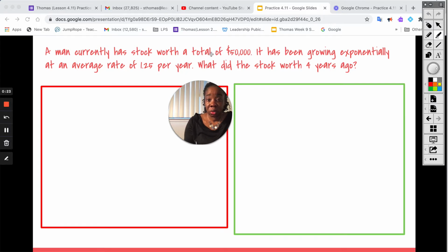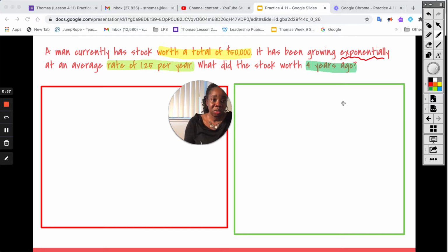So the total worth of the stock is $50,000 right now, currently. We know it's growing exponentially, so we're going to think about the exponential equation. What's the growth rate of the stock right now? The growth rate is 1.25 per year. So we have that information, and we're going to try to find the value of this stock 4 years ago, and 4 years ago is before now. So what does that mean?